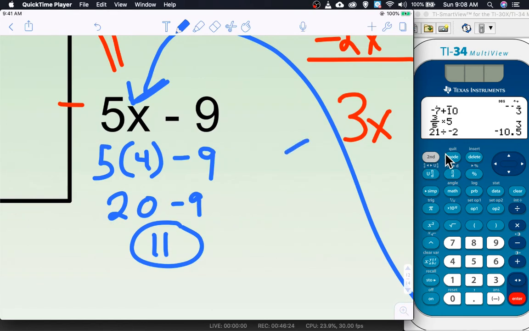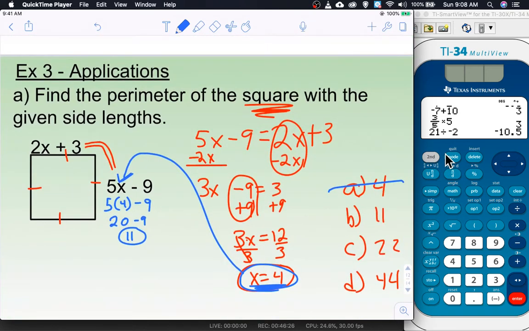So, is 11 my answer? Nope. 11's not the answer either. It's another trick. 11's not the answer because we're looking for the perimeter. Again, going back to the question: the perimeter of the square, not how big is each side of the square. If that was the question, we'd be done.